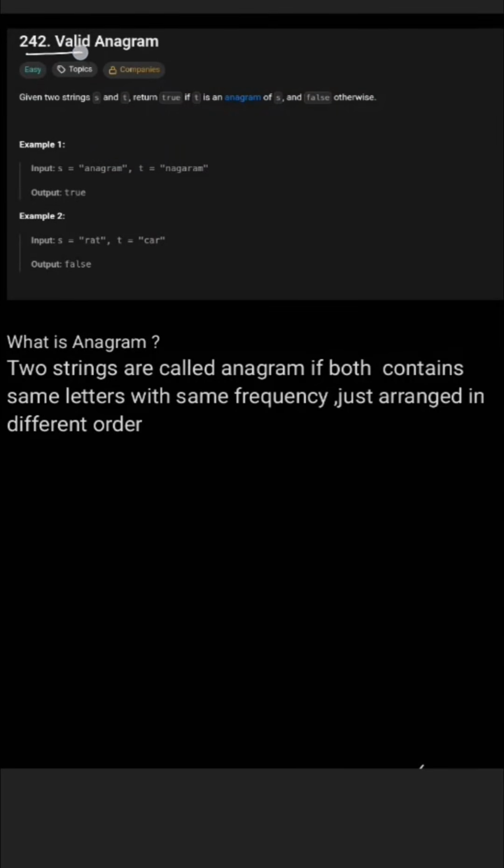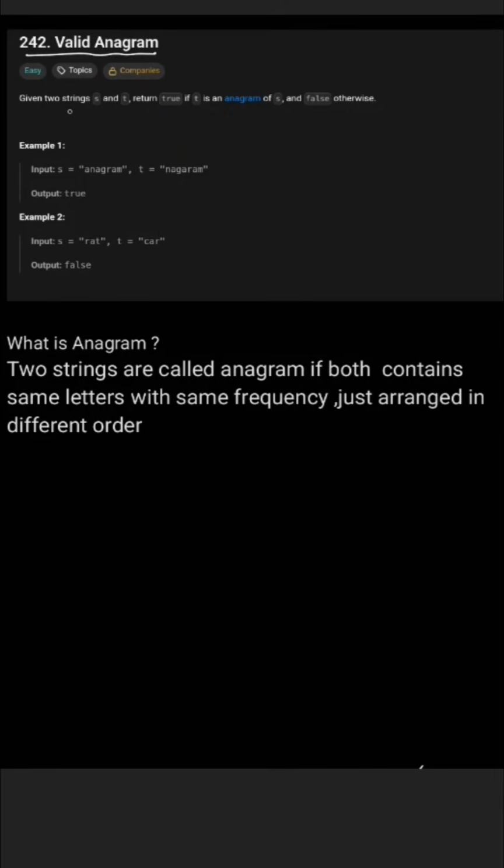Code question 242, a valid anagram. The question states that two strings are given. We have to check whether the two strings are anagram or not. If it is an anagram, we have to return true or else false.